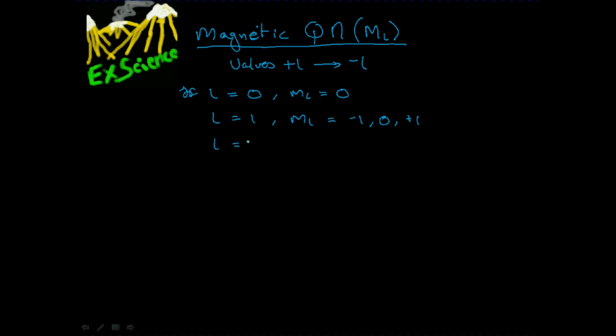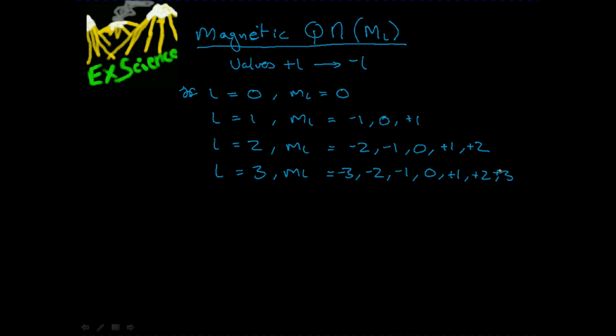If L equals 2, mL can equal minus 2, minus 1, 0, plus 1, and plus 2. And if L equals 3, mL can equal minus 3, minus 2, minus 1, 0, plus 1, plus 2, and plus 3.